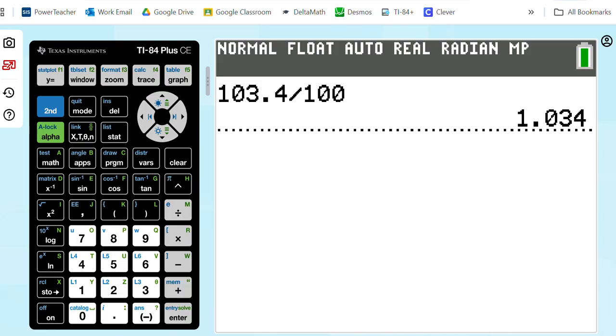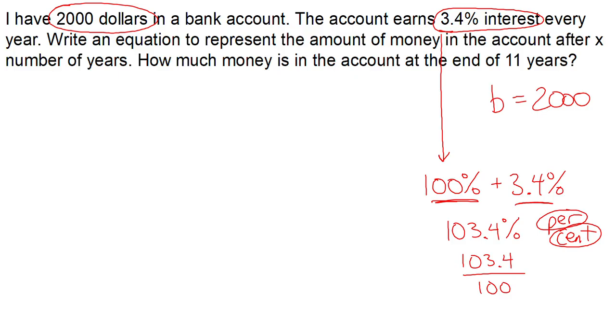But you can see that all that happened was the decimal moved over by 2 places. And anytime you divide by 100, that's what's going to happen. So all we have to really do is just move that decimal over 2 places to the left. Okay? So 1.034 is going to be our R value. And this will be the same every time.